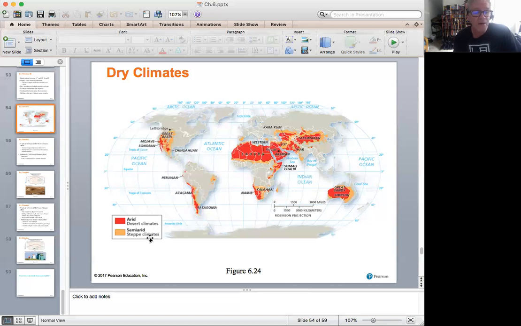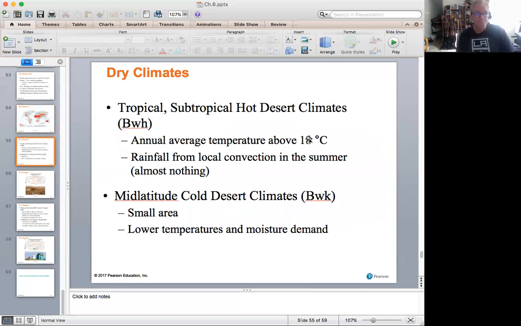Then we have our semi-arid, where you get a little moisture, you get grasses, but no forests. And notice they're usually on the sides, either side of the arid climates. So you can have tropical, subtropical, hot desert climates where the average temperature is above 18 degrees centigrade. You might get a little rain, but not very much. Or you can have the cold desert climates where they get lower temperatures.